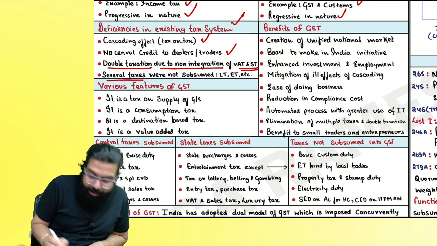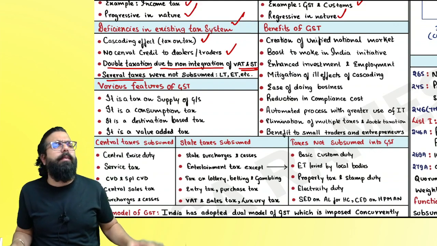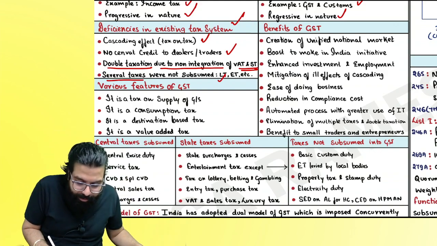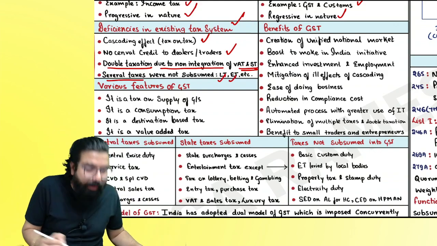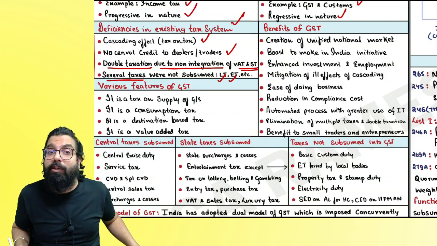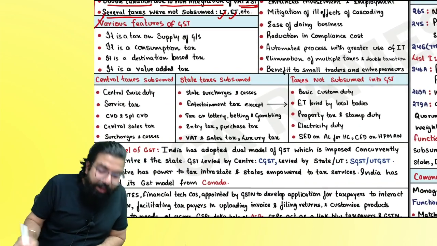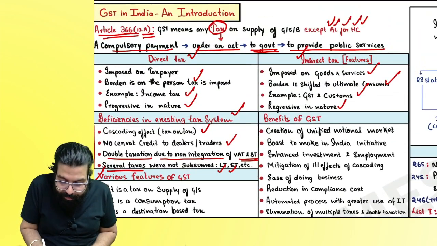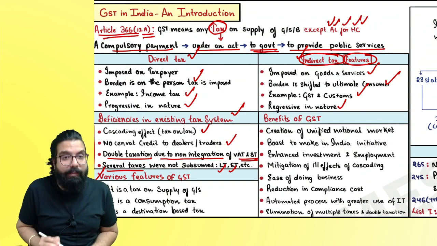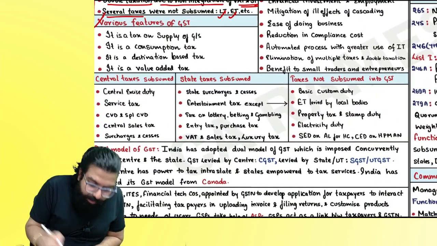The next one over here is that several taxes which were there were not subsumed, like luxury tax, entertainment tax, etc. And these were the deficiencies because of which GST was brought in. The next is various features of GST. See, these are the various features of indirect tax, but these are the features of GST.